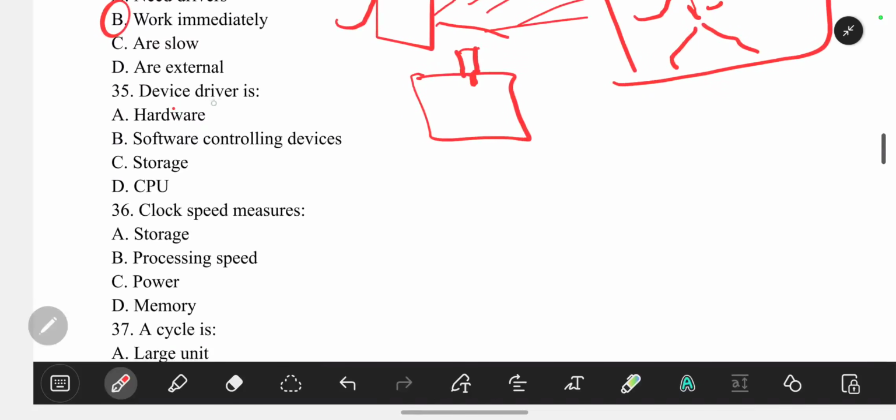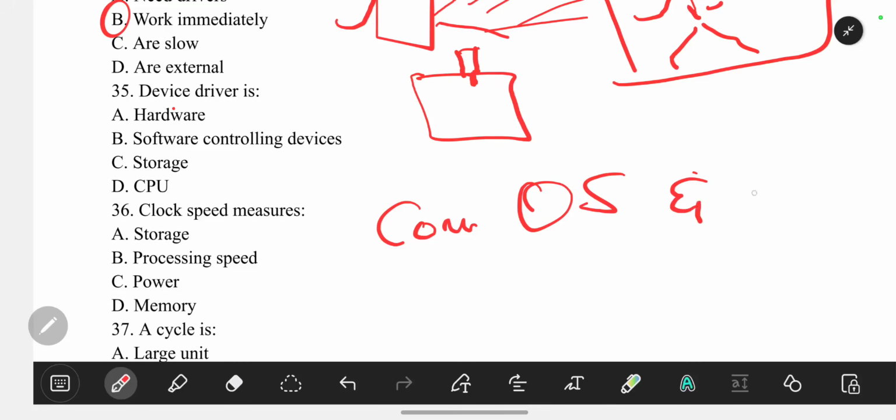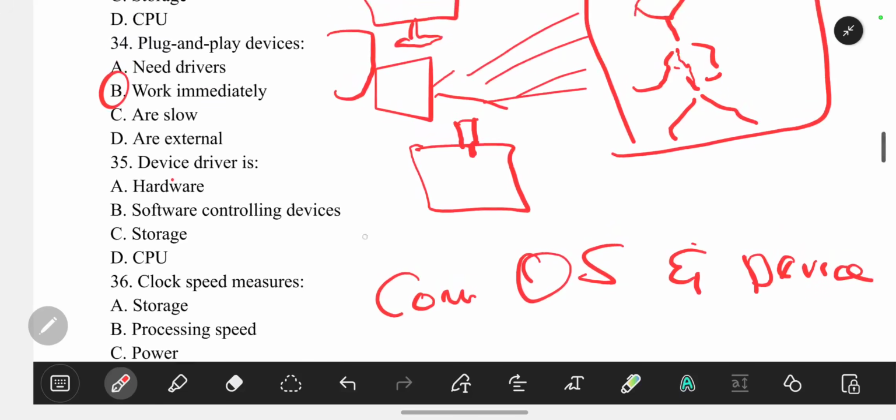Then we have device drivers. Device drivers are devices that allow communication between the operating system and the device that you are interested in. So that is the device drivers. The example that we might have is a printer driver.